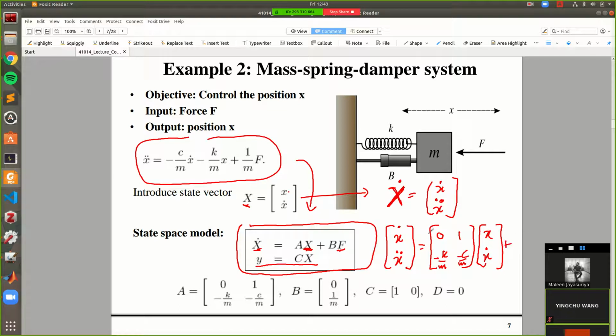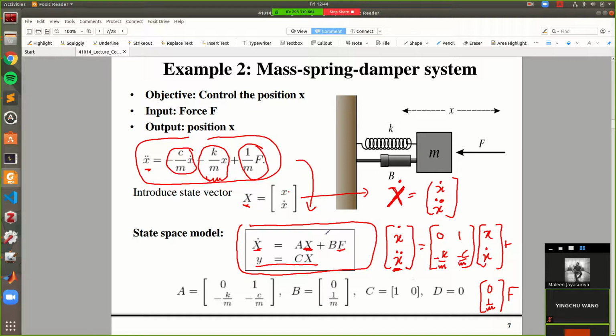And I need to also add the input, right? So x into minus k over m is this term, and then x dot into minus c over m is this term, plus F into 1 over m is this term, right? So I get this x double dot term here as well, right?